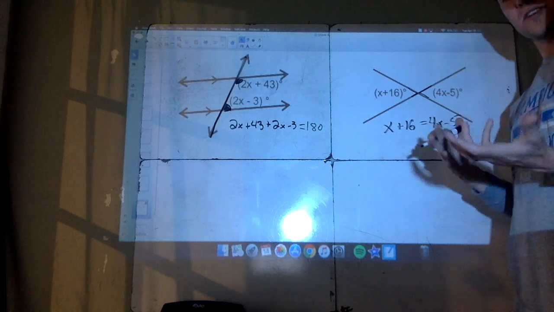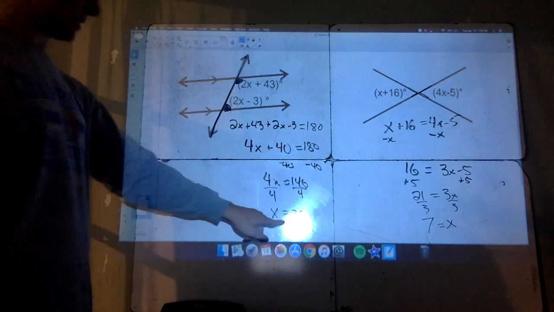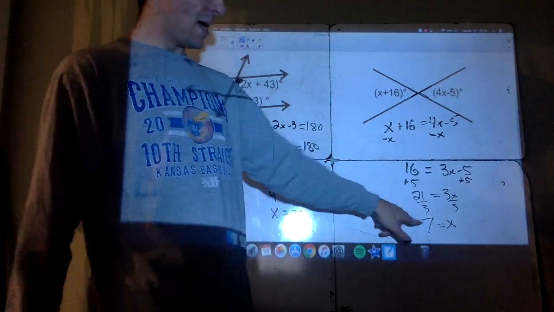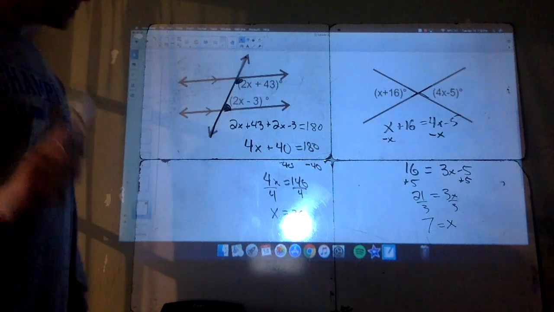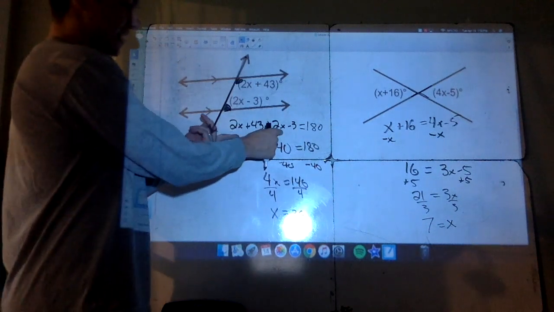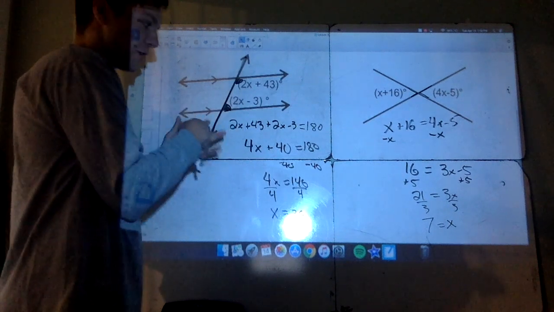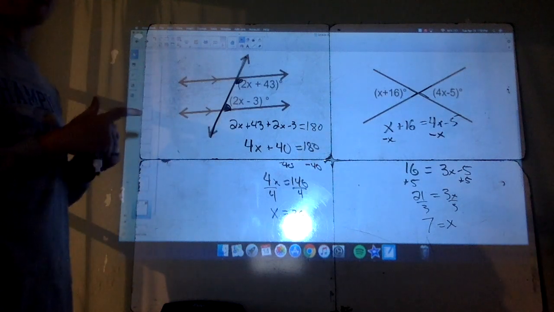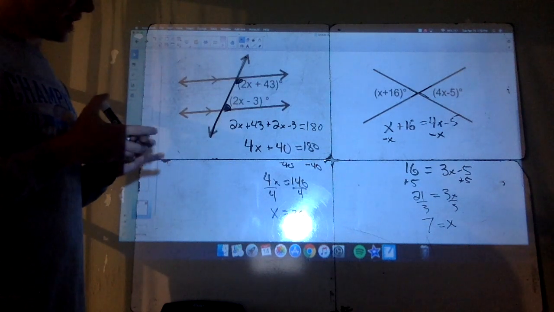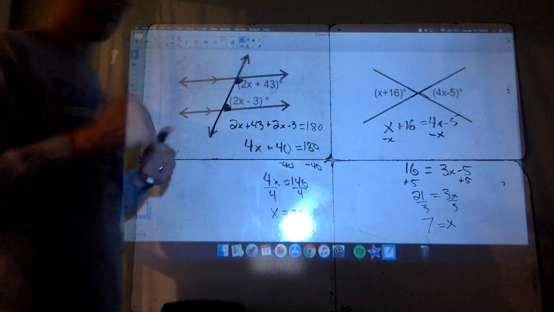So now pause the video again and try to solve these. So what I got is I got x equals 35 and 7 equals x, or x equals 7. The common mistake I would look out for is when we have x's on the same side of an equal sign, we need to combine those first. Same with 43 and negative 3. You need to combine those first before you start undoing. So check your work there. And if you're ready to move on, good job.